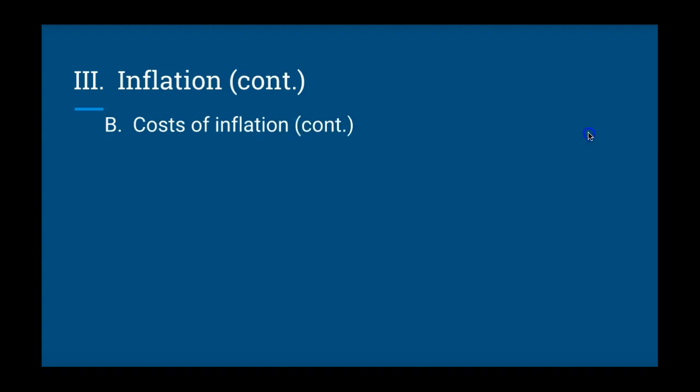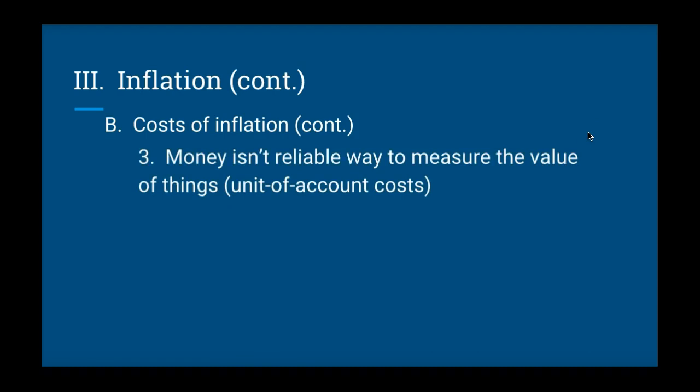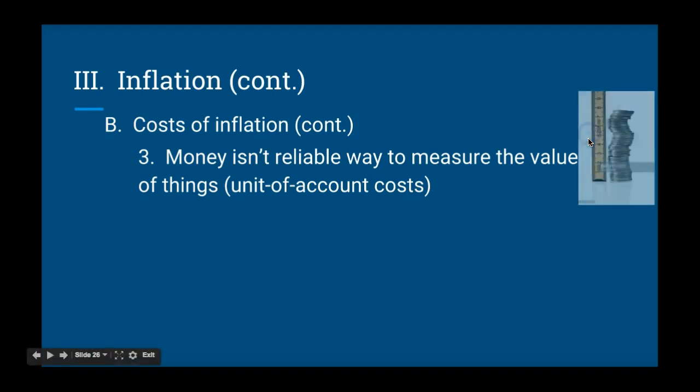All right. The third cost is what we call a unit of account cost. This is basically the idea that money isn't reliable. It's not a reliable way to measure things anymore. It's more difficult to compare things.